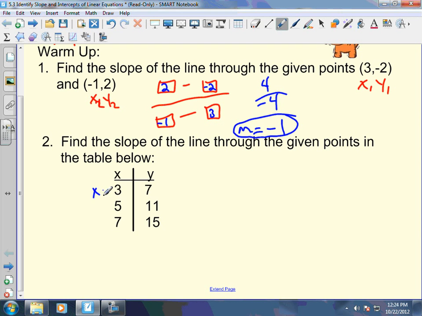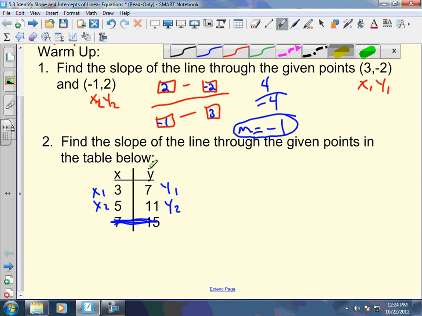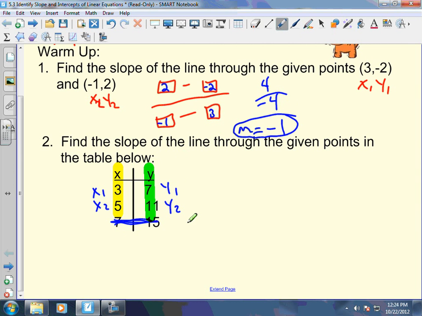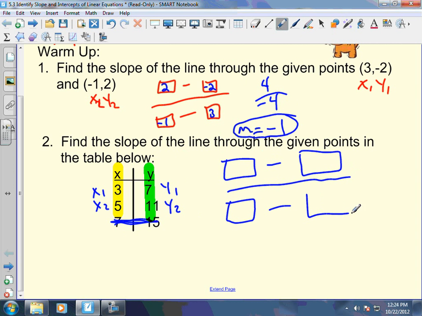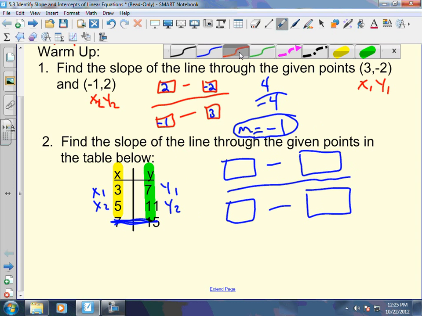Number 2, x1, x2, y1, y2. We don't need the last set of data. Now what you have to be careful on here is these are your x values. These are your y values. So make sure you label them appropriately. Again, box minus box over box minus box. Whenever you're finding a slope, box minus box over box minus box.